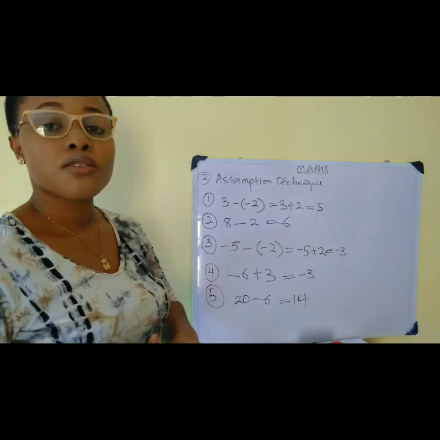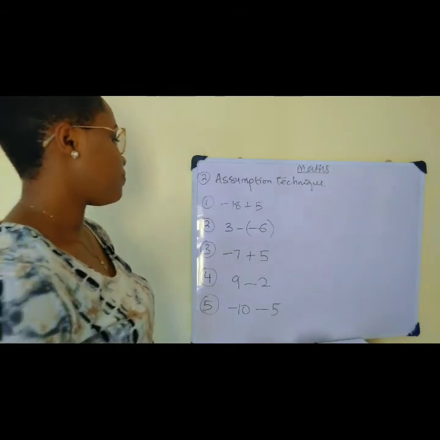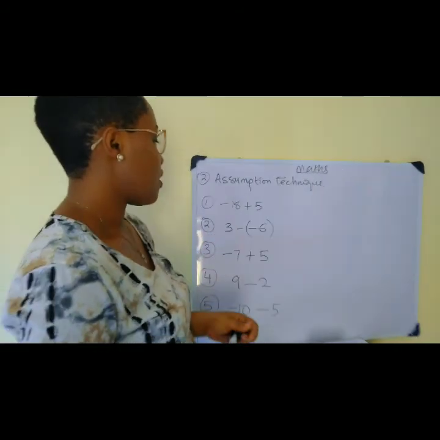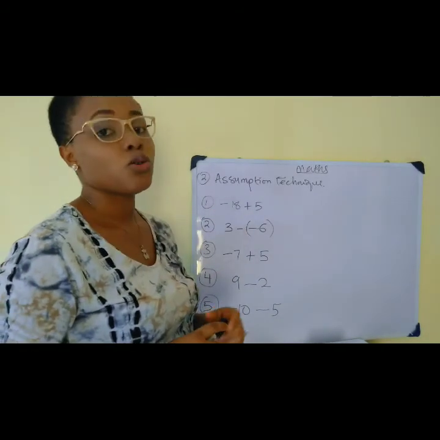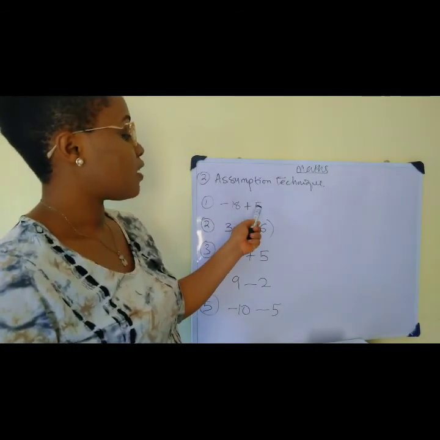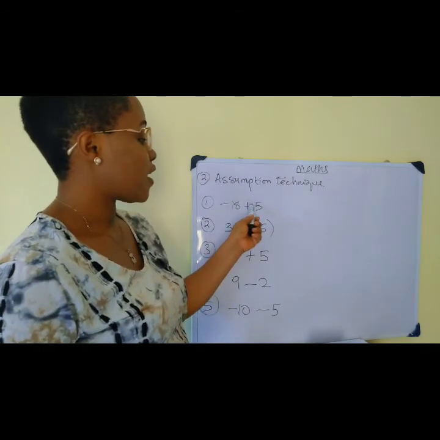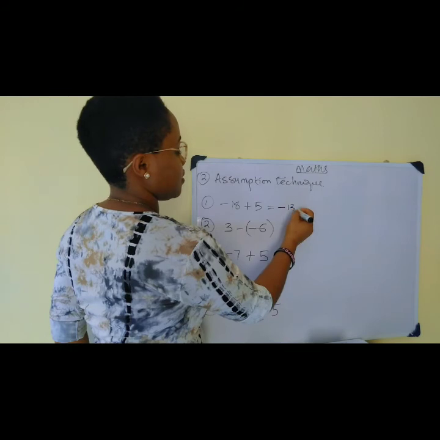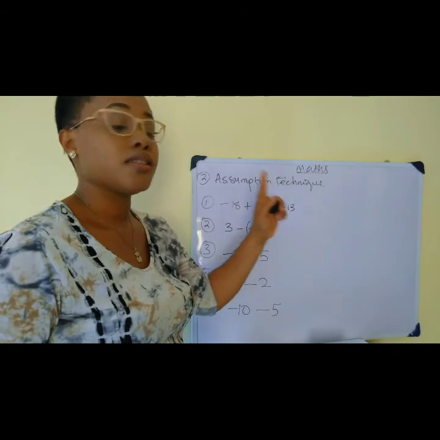So let me give you some more exercises so you can pause the video and try to solve the problems on your own. So the first question here, you have a negative 18 plus 5. So using the assumption technique, this negative 18 means that you're owing 18 naira, and then you have 5 naira at hand. This 5 cannot pay off the whole of 18 because 18 is greater than 5. So you're going to pay off 5 and you still have a remainder of negative 13. That means you're still owing 13 naira.